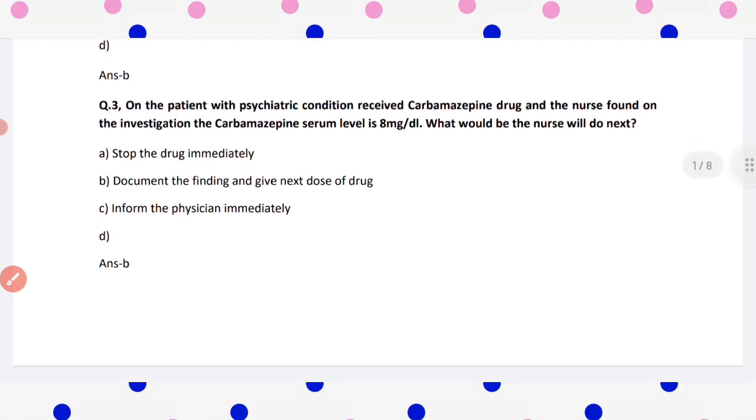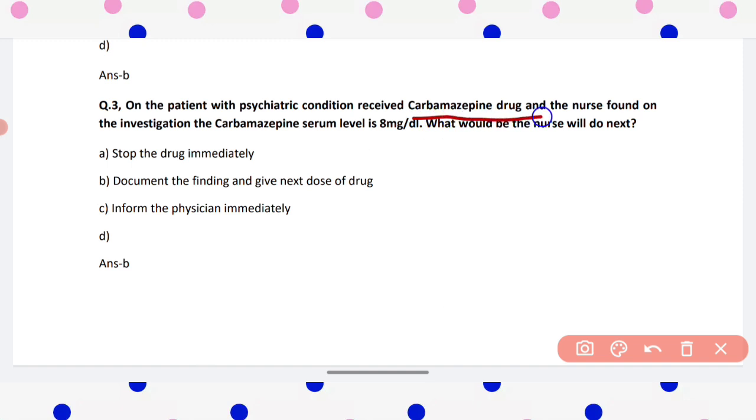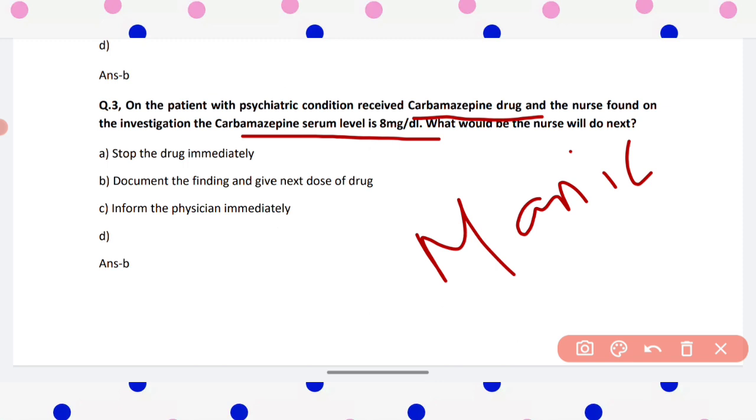Next, question number 3. A patient with a psychiatric condition received the drug carbamazepine, and the nurse found on investigation that the carbamazepine serum level is 8 mg per deciliter. What will the nurse do next? Here the person is taking carbamazepine. Carbamazepine is a mood stabilizer. Usually it is given for many clients. So the nurse found the carbamazepine serum level is 8 mg per deciliter. What will the nurse do next?